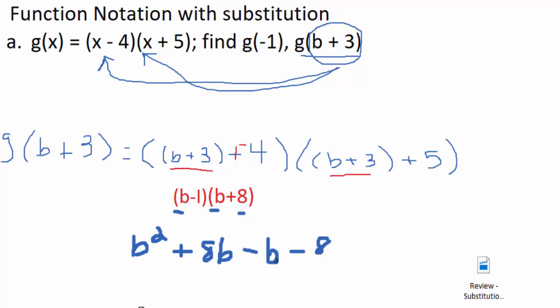So now we combine our middle terms, which are our like terms. 8b minus b is 7b. So we have b squared plus 7b minus 8. And that may seem weird, but that is what g of b plus 3 equals. That is as far as we can go with that.